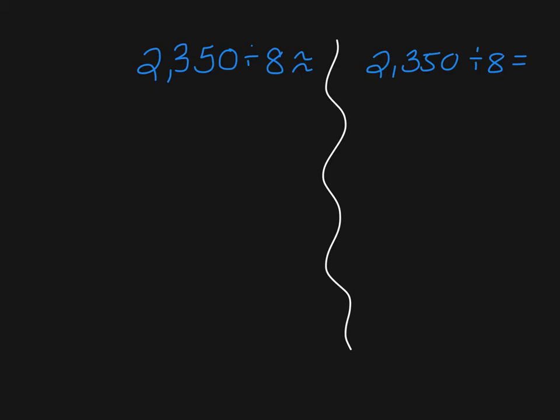Here's our next problem. We have 2,350 divided by 8. And notice once again that I have the estimating equal sign over here, and then I have the plain equal sign. So we're going to do the estimate on this side and then the actual on this side to see if our estimate was reasonable. And estimating quotients are helpful, so it gives you an easy way just to round in your head really quick to see if it makes sense or not.